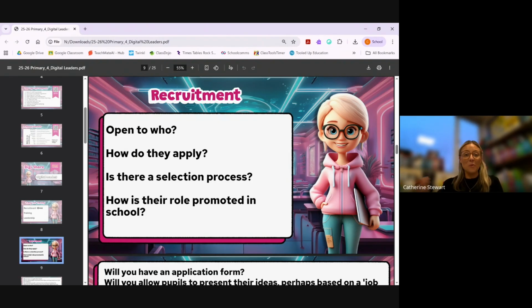And then when you appoint them, are you celebrating them? Do they have an assembly where they get a badge, a certificate?